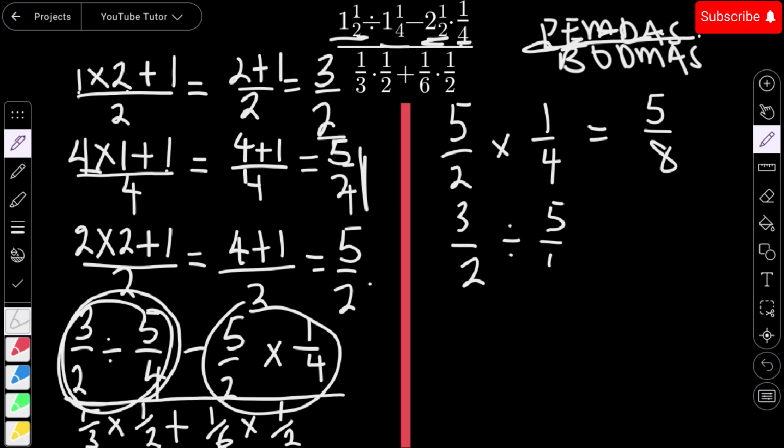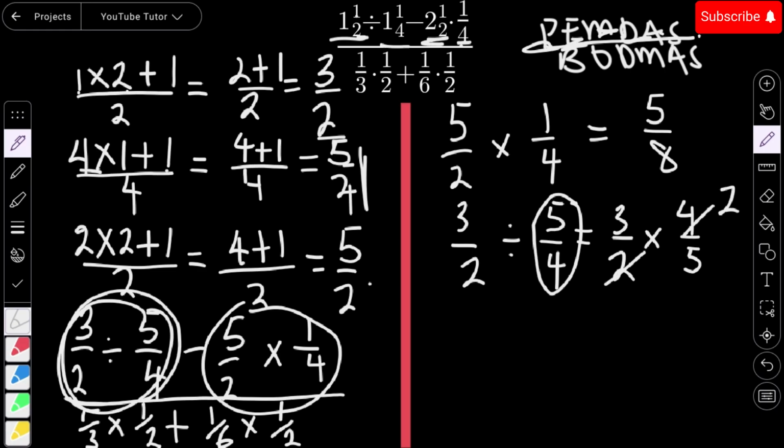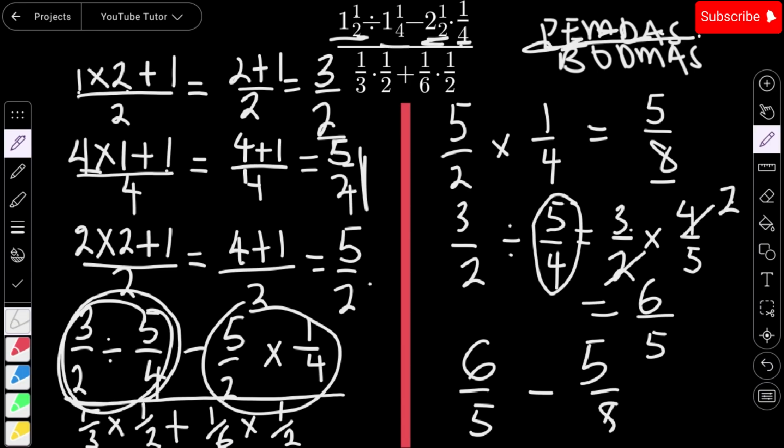Now with this, 3 over 2 divided by 5 over 4, what we are going to do is change the sign and reciprocate this expression. So what I mean by reciprocation is changing the 4 as a numerator and bringing the 5 down to the denominator side. Now when we cancel out, here we get 2. So we are going to get 3 times 2, which gives us 6 over 1 times 5, which is still 5. Now for the numerator, we've gotten 6 over 5 minus this 5 over 8.